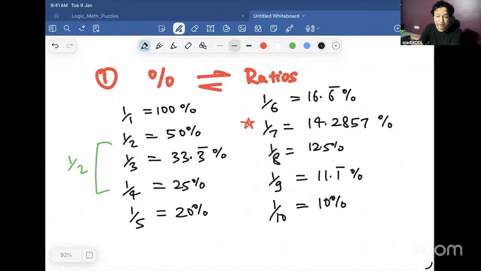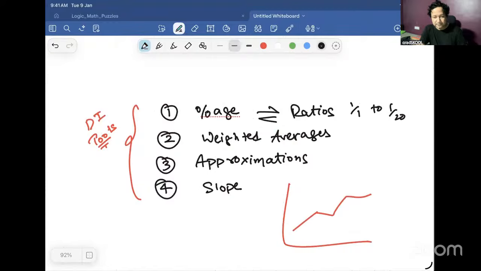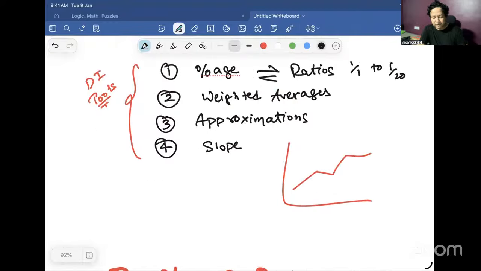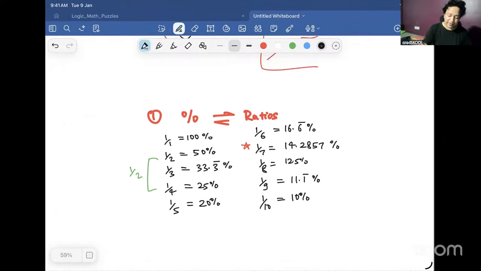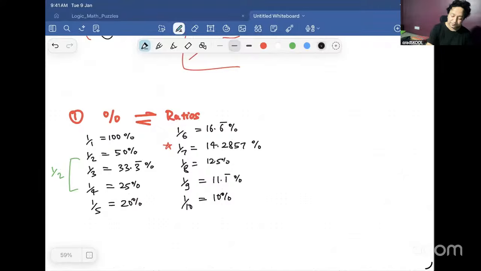This is the first tool that we are doing. In the DI tool, there'll be these 4 things. For now, you just start from here. The first thing you need to write is this: the first tool is percentage to ratios and ratios to percentages. Done. Written. Now I will write the remaining ones.